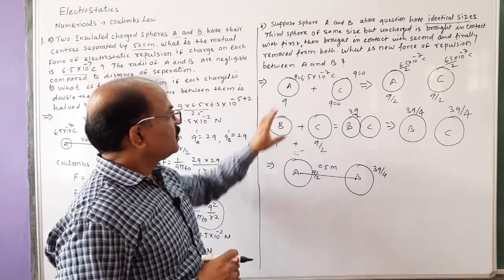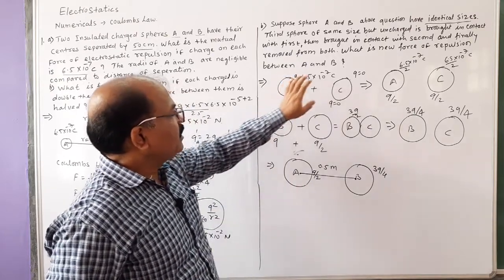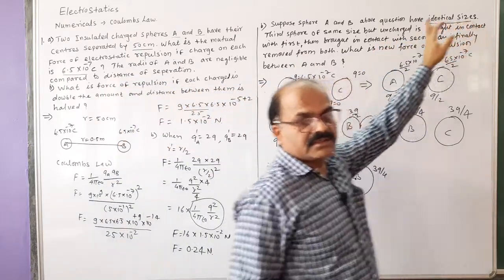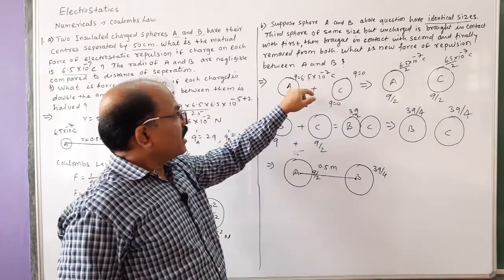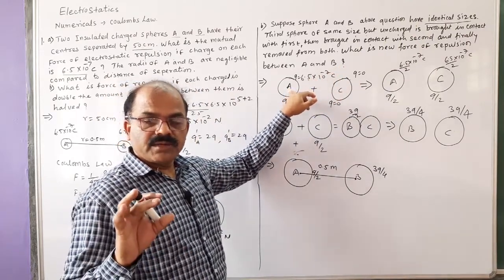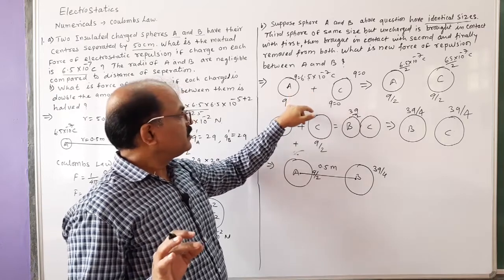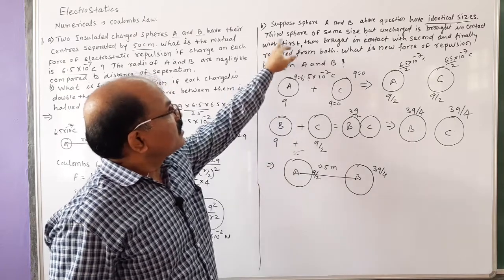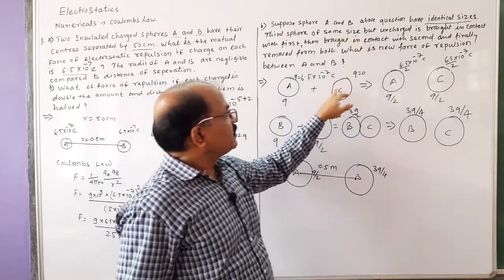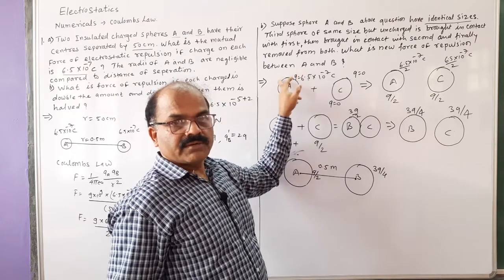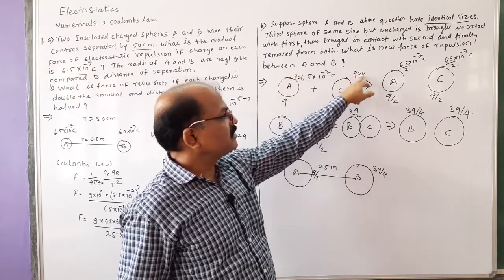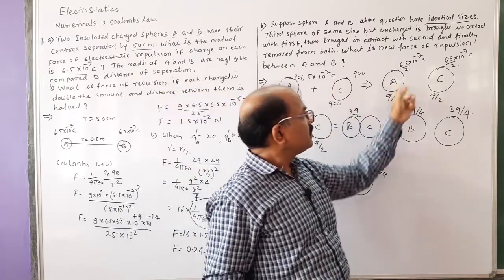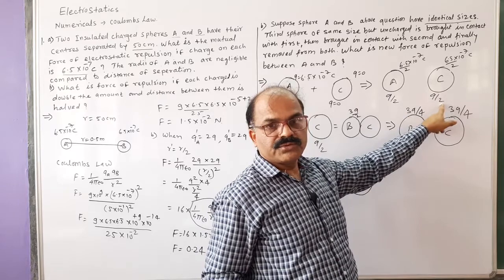Once again we repeat it. The charges A and B are both identical in size. Suppose A and B identical size means they have accumulated equal charge. Charge on A is Q and charge on B is also Q. The third sphere of equal size, which is uncharged, charge equal to 0, in contact with A, then there will be sharing of the charge, Q by 2 and Q by 2, each of them.